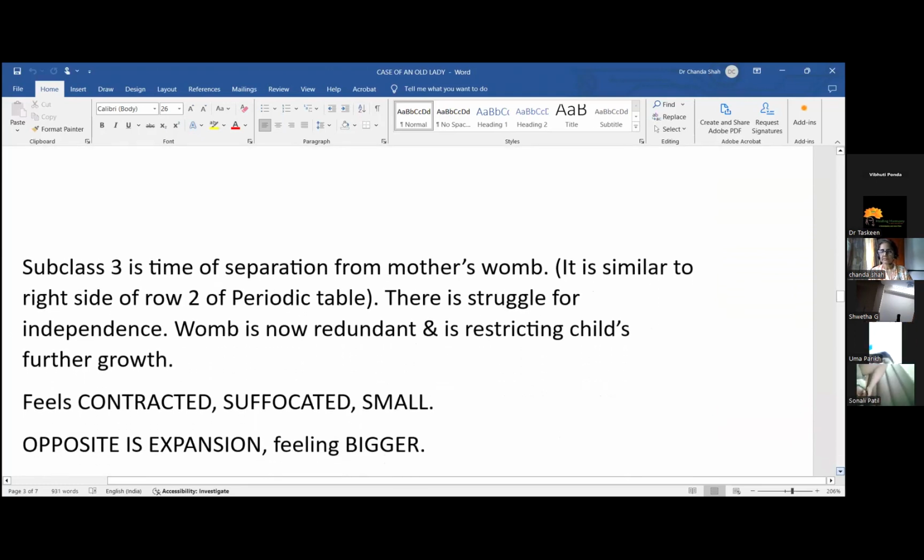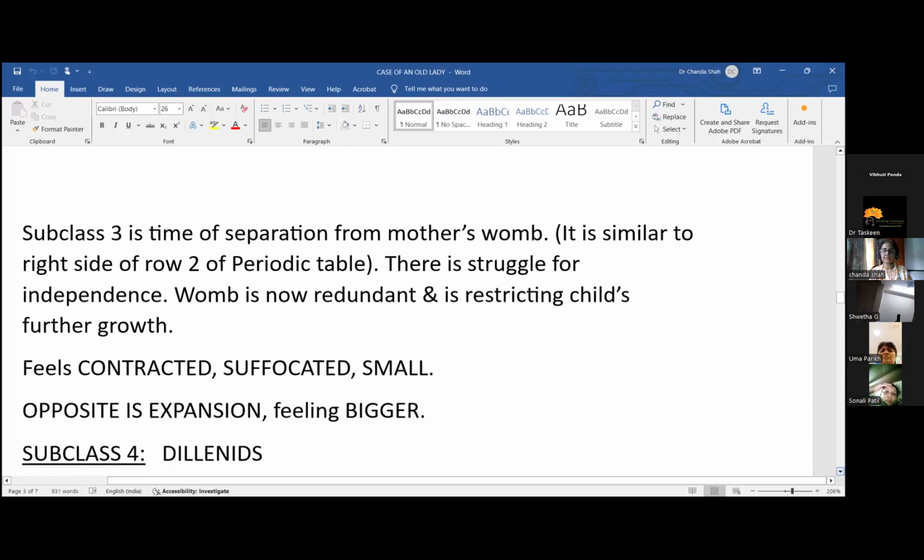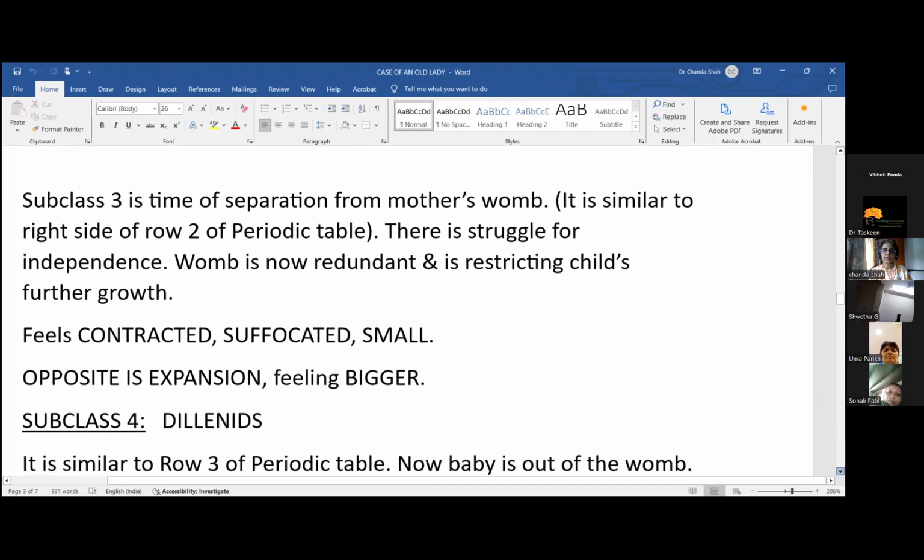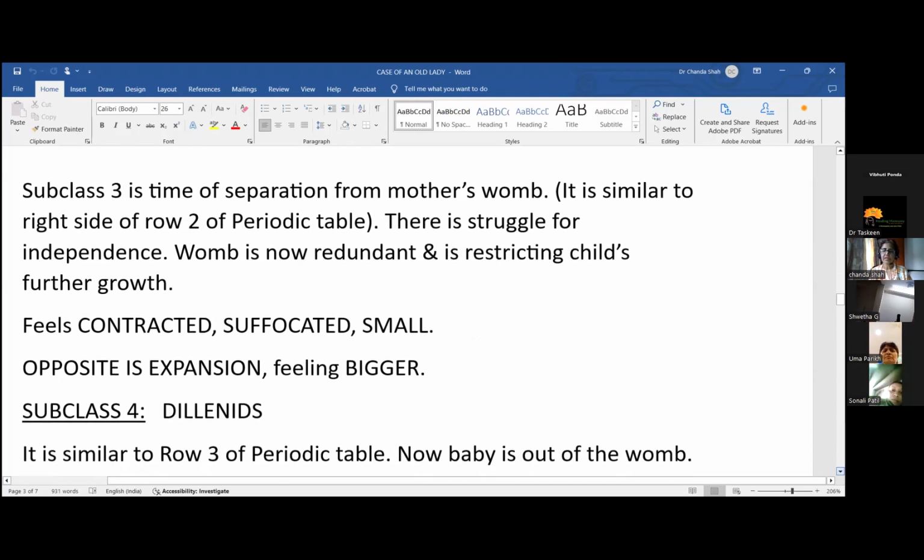So we've done subclass 2. Now we come to subclass 3. What is subclass 3? The time of separation from mother's womb, and it is similar to the right side of the periodic table, row 2. And there's a struggle for independence. The womb is now redundant and is restricting the child's further growth. So the sensation in subclass 3 is contracted, suffocated, small. Opposite is expansion, feeling bigger.